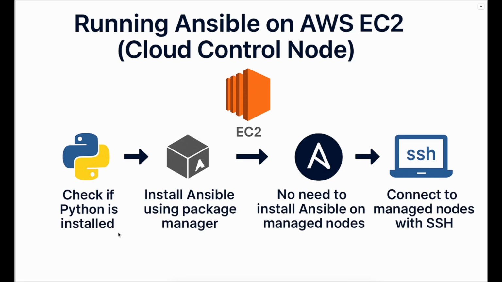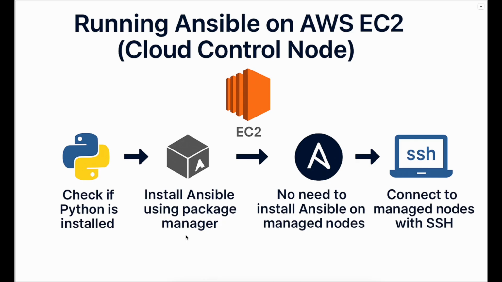Once Python is ready, the next step is to install Ansible itself using a package manager. Depending on your system, you can use apt on Ubuntu, yum on Amazon Linux or CentOS, or brew if you are on macOS. And after installation, Ansible is ready to run directly from that EC2 machine.